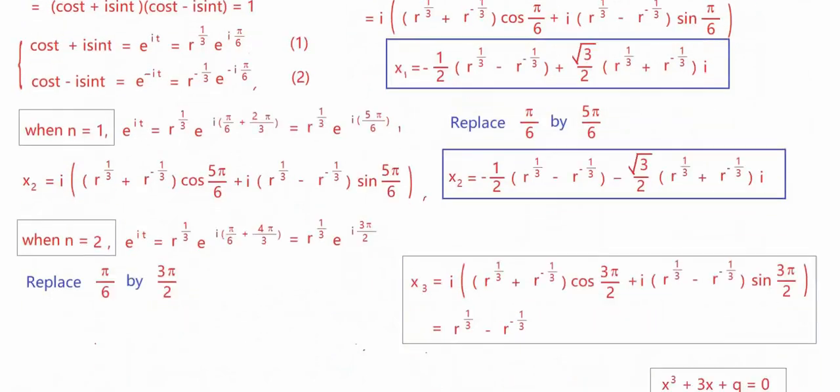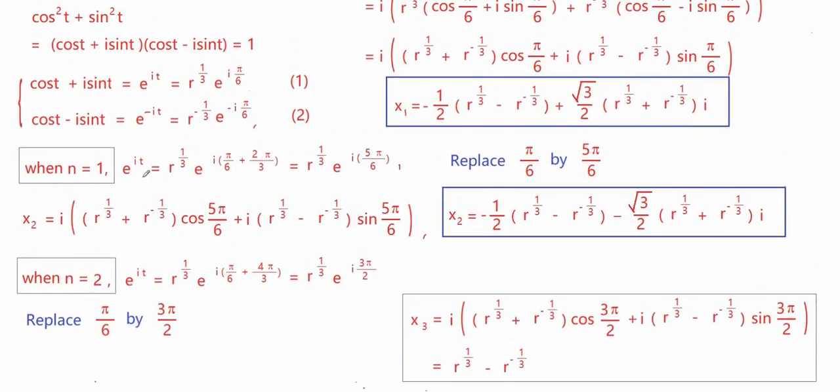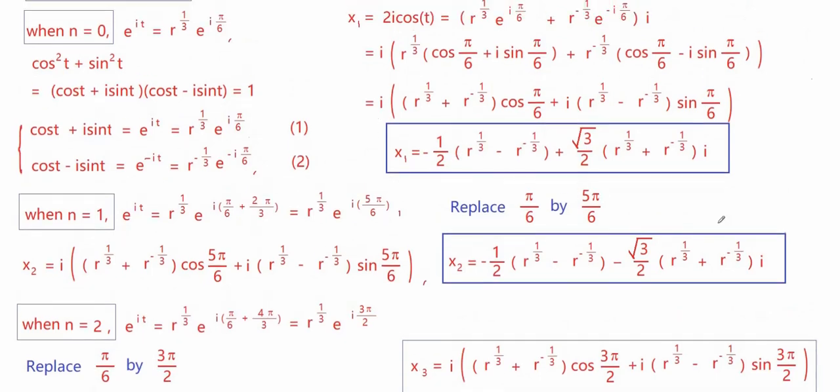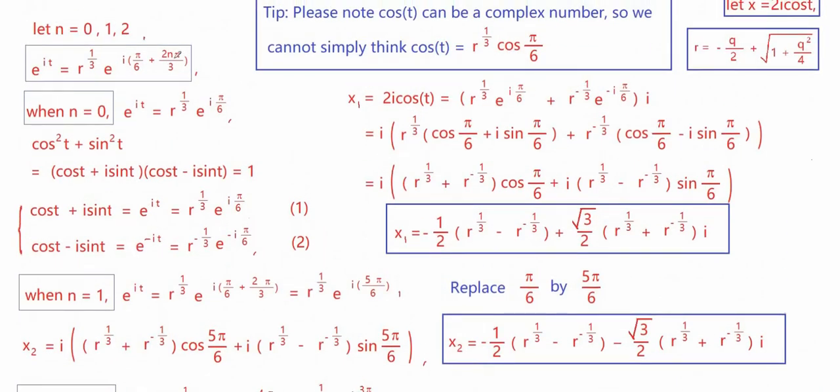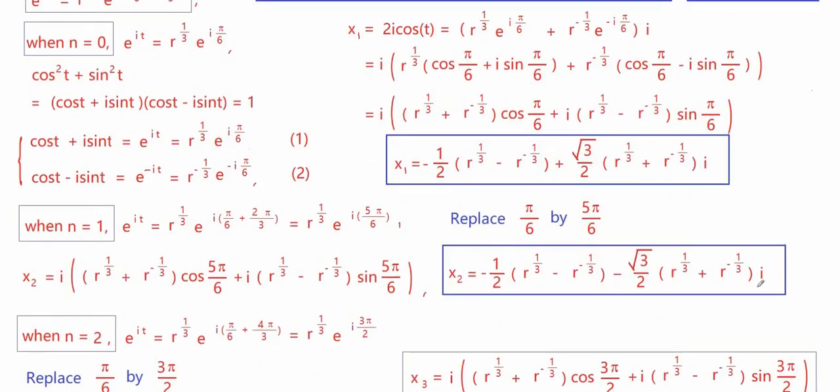Same thing when n is equal to 1, so it becomes 2 pi divided by 3, and plus pi divided by 6, it is 5 pi divided by 6. So we can replace pi divided by 6 by 5 pi divided by 6 in this equation, and we get x2 like this.